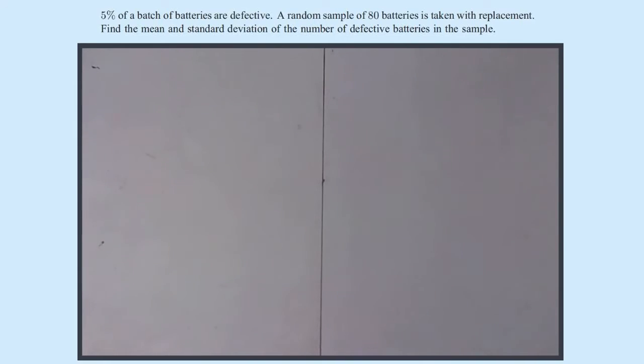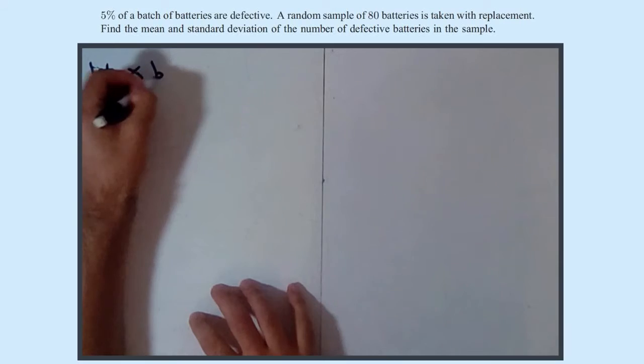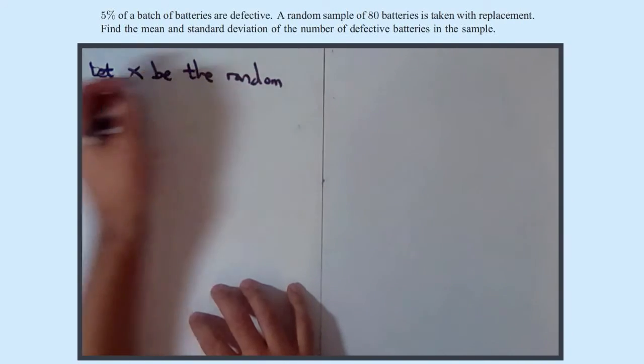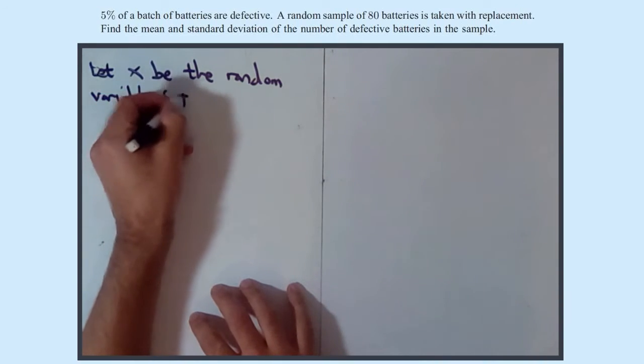We have a fixed probability of success. It's 5% of a batch of batteries are defective. And also, on any given trial, there's only two possible outcomes: success and failure. Success being a defective battery, failure being a non-defective battery. But there's only two possible things, binomial. So if we define the random variable, let x be the random variable. It should be the number of defective batteries.